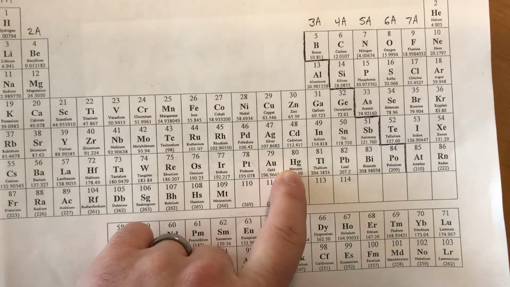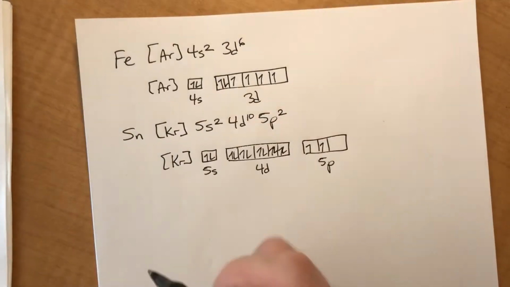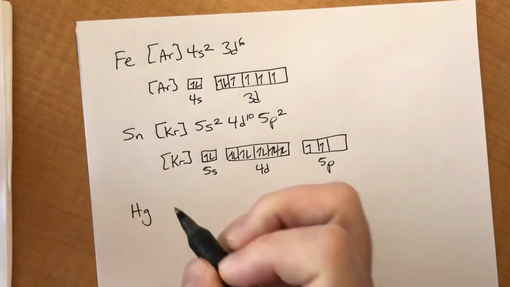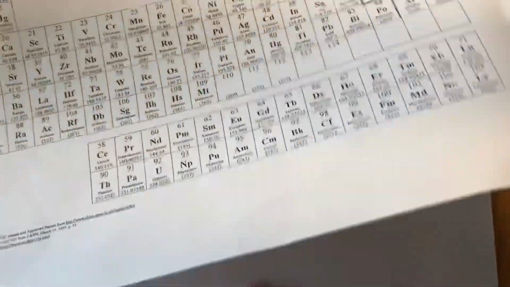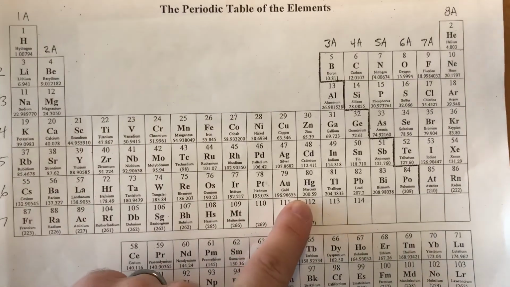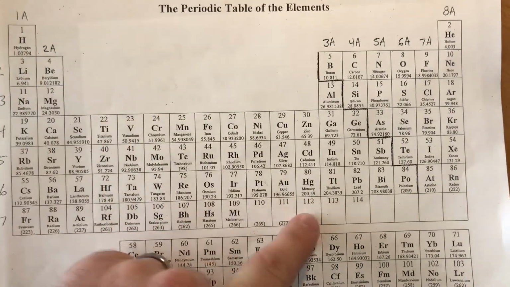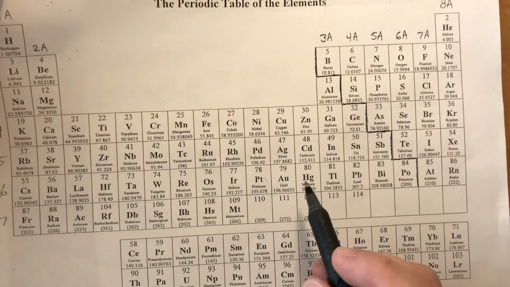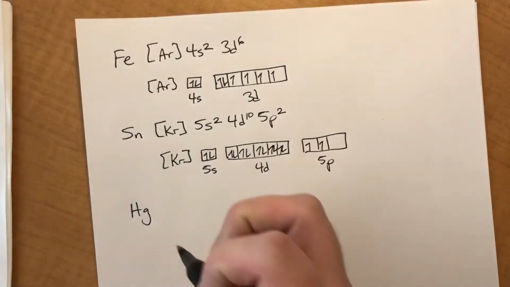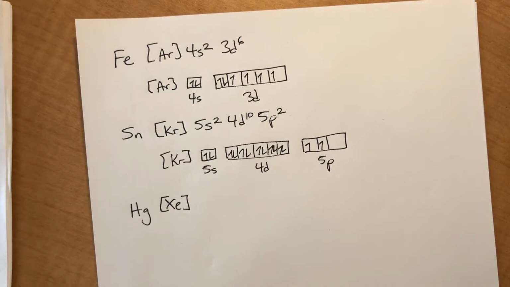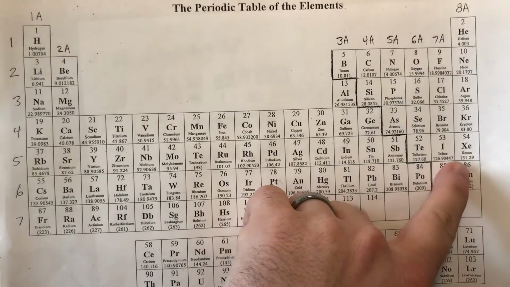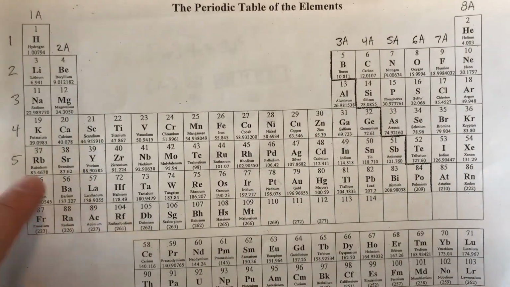Let's do mercury. Mercury's got 80 electrons. If you started from the beginning drawing all the boxes and arrows, it's going to take you forever. This still may be a difficult one, but it would take forever if we don't do the abbreviation. So the previous noble gas is xenon. So we have xenon 6s2.